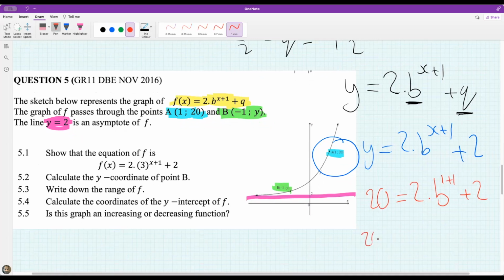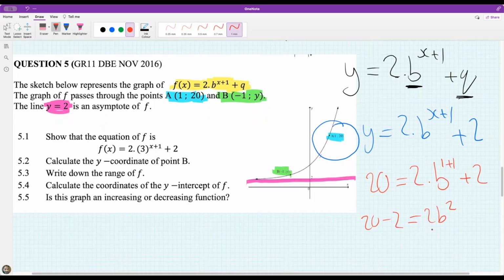Okay, so take away 2 like this. And then you've got 18, but 18 divided by 2 on both sides. So that's going to be 9 is b squared. And then b has to be 3. And that's good news because that's what they wanted us to get. So we got our 2 values, which were that this was 2. We showed that. And then this, we showed that.